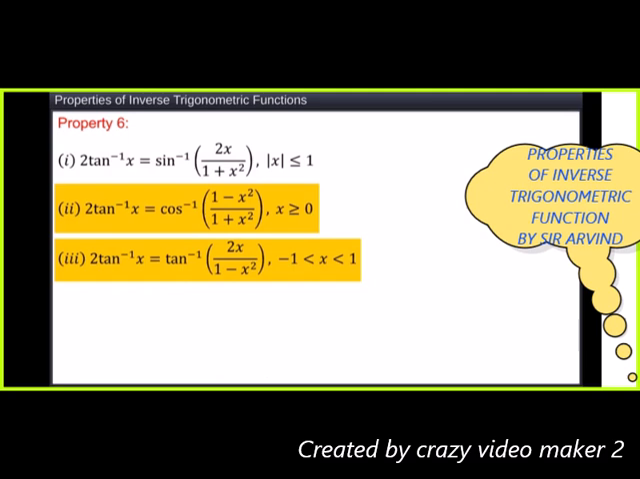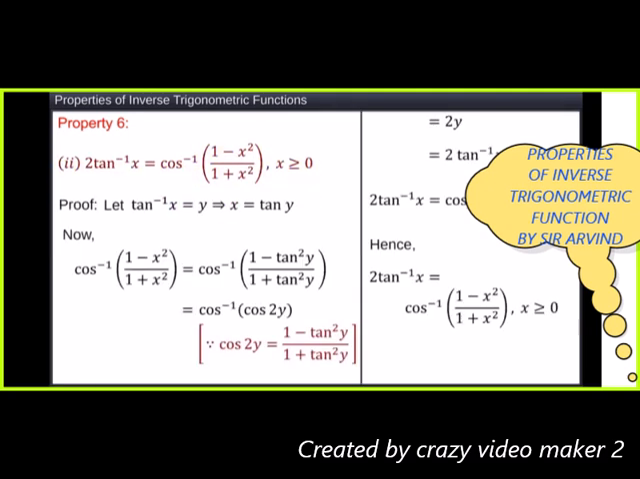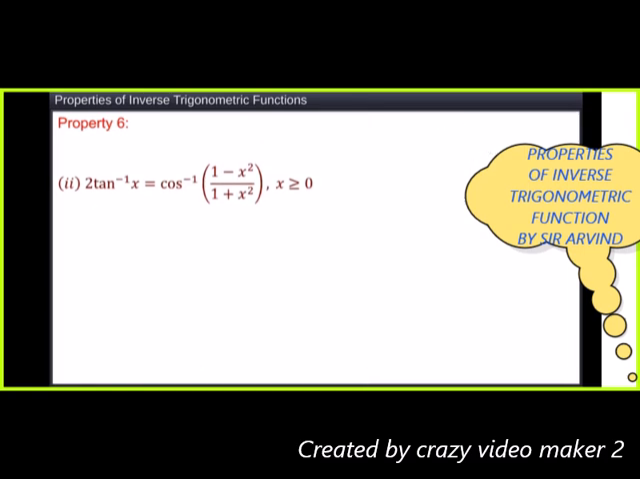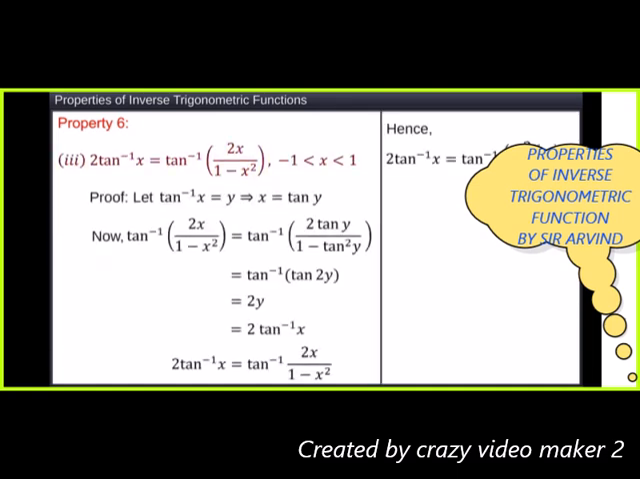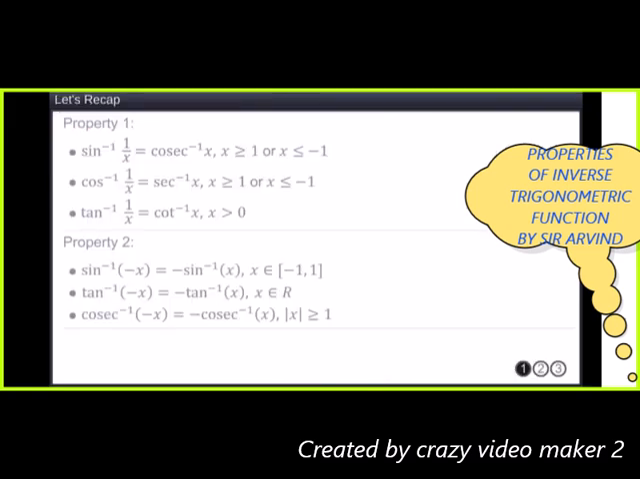Similarly, you can prove the properties related to 2 tan inverse x. Here we have to recall the formula for cos 2 theta is equal to 1 minus tan square theta upon 1 plus tan square theta. And for 2 tan inverse x also, try to recall the formula for tan 2 theta, that is 2 tan theta upon 1 minus tan square theta.